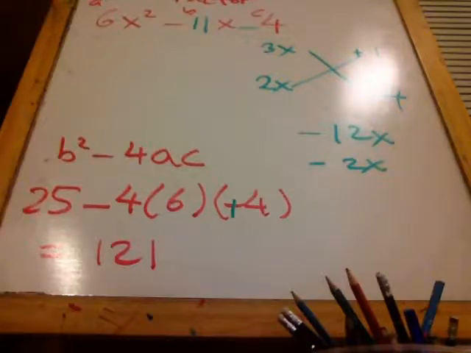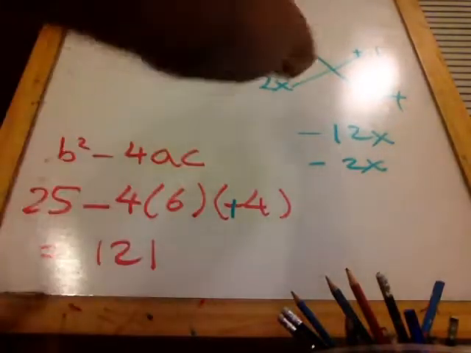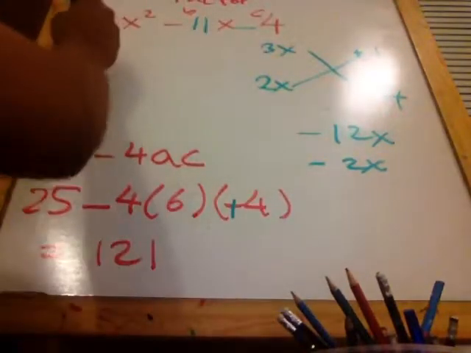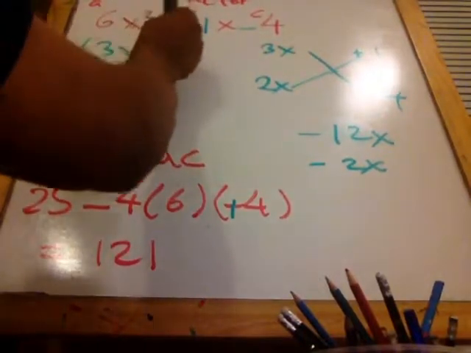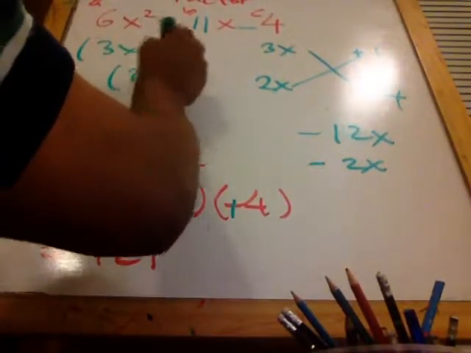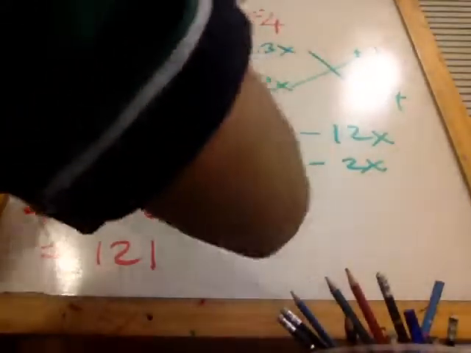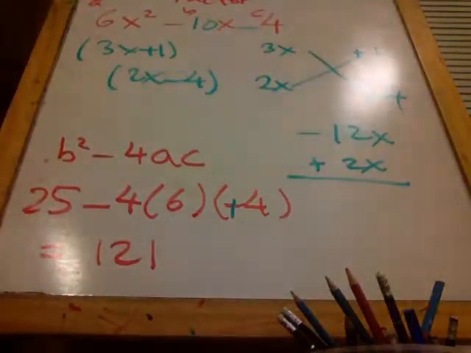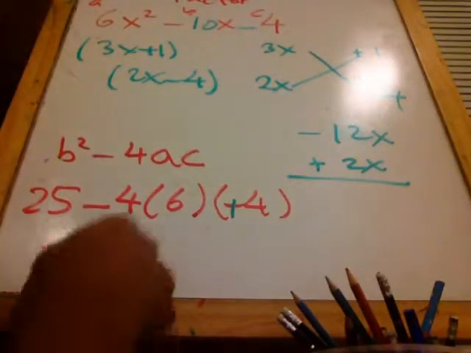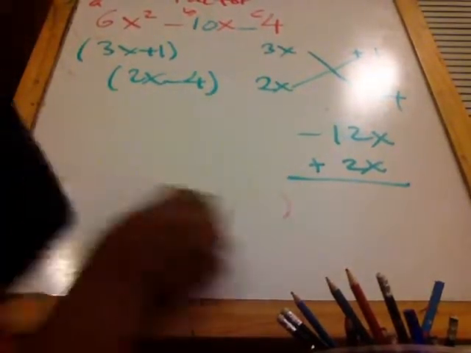So that was a little bit confusing, but try it now. You'll get the factorization 3x plus 1 times 2x minus 4. Sorry, this will be 10x here, and this will be plus 2x, so the total is 10x. So you may rearrange this again.